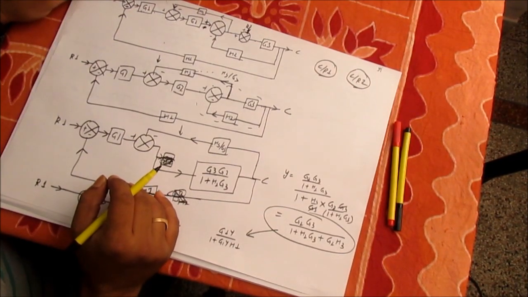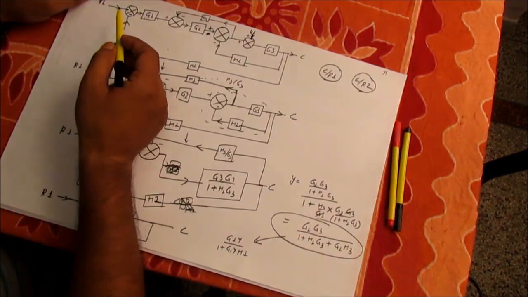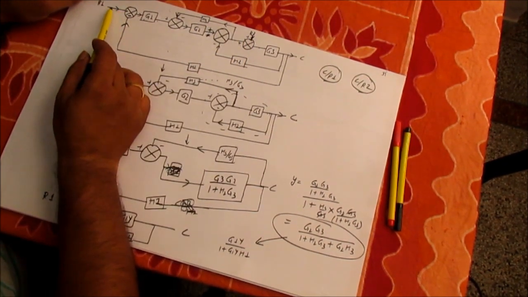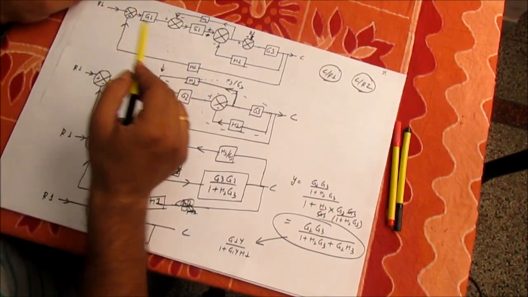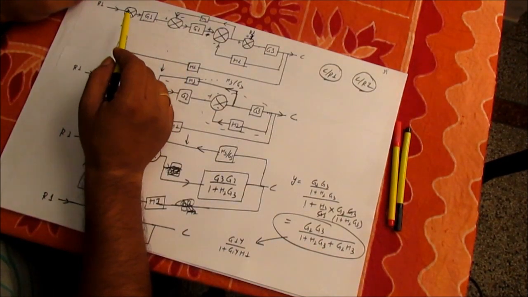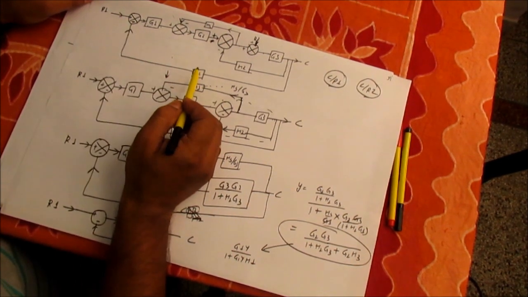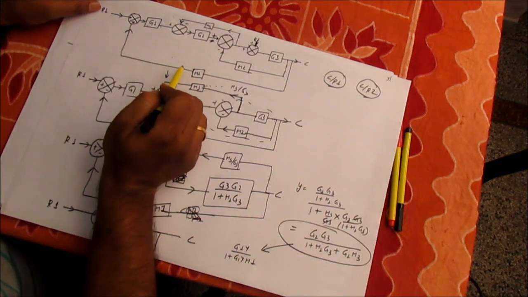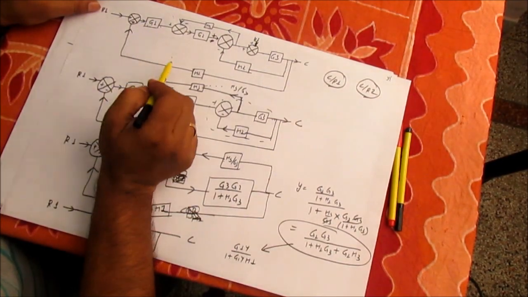Now we have to find C by R2. So in this case R1 is 0 and R2 is present. So there is no such line here for R1, and this point is connected to this point. So here H1 and G1 are in series. But please keep this in mind, here we have a negative sign. So when we multiply H1 by G1, we have to take this negative sign into consideration. So the combined gain of H1 G1 will be minus H1 G1. Okay.